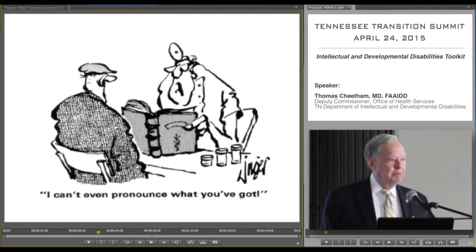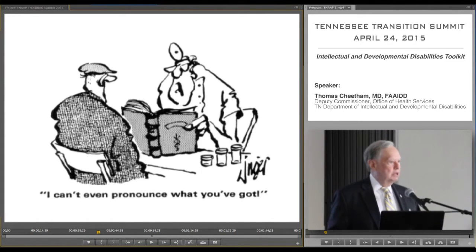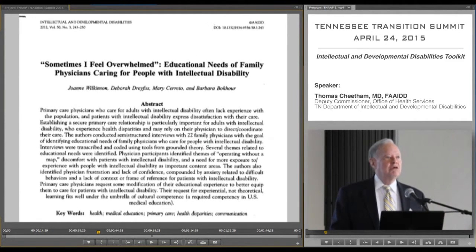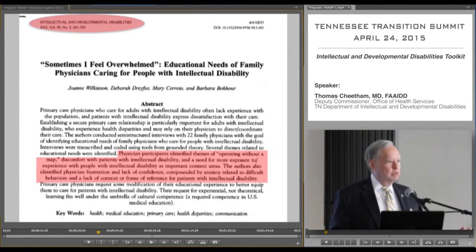Sometimes it feels a little bit like this. If you can't read, the bottom says, I can't even pronounce what you've got. And that's the paper I mentioned. It's a fairly recent paper, and it talks about educational needs of family physicians.